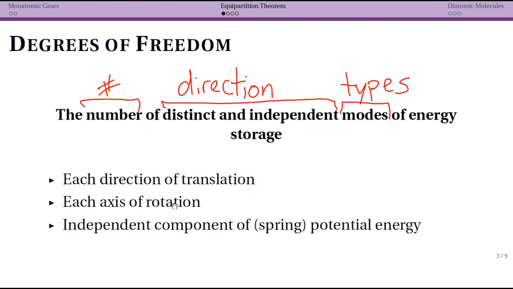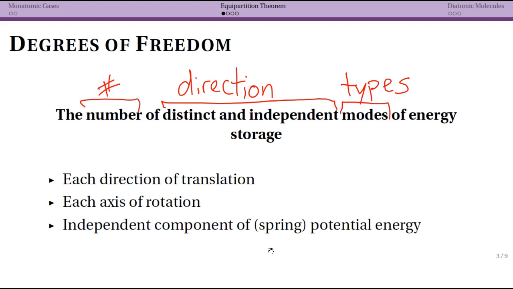Each axis of rotation can also correspond to a degree of freedom. And again, we'll have to talk specifically about what can rotate because it can't be a point particle. We don't think about the rotation of a point particle, but for other types of molecular compounds, we can. Finally, and this is important, and we're not going to go too much into detail of this, but you can think about bonds as springs. We've introduced this model before.